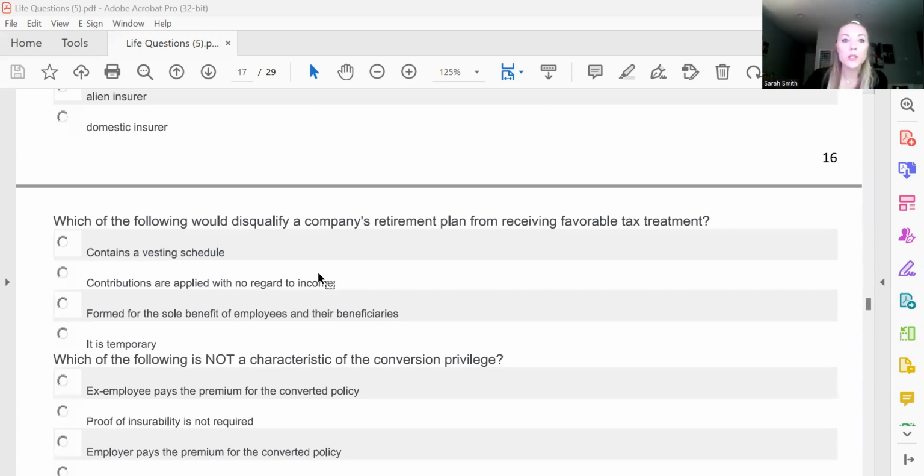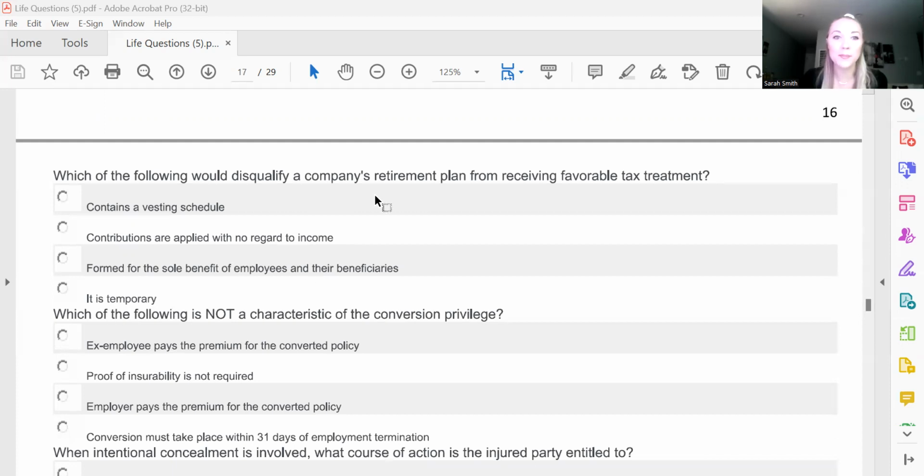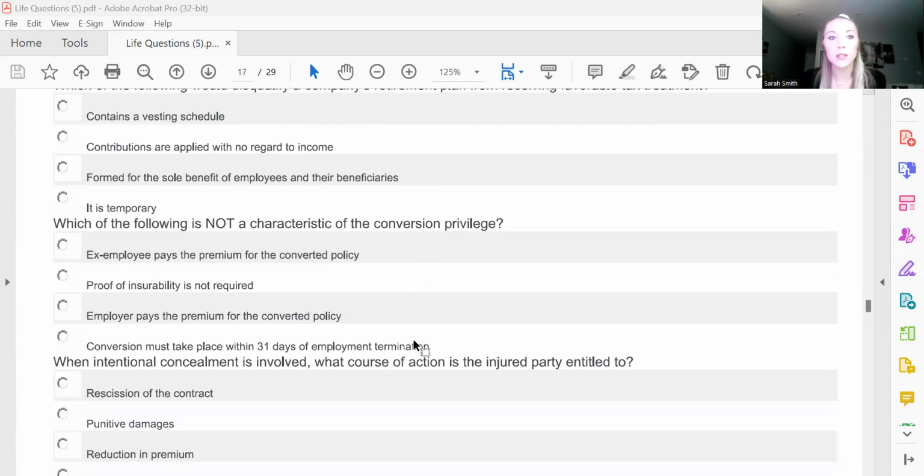Which of the following would disqualify a company's retirement plan from receiving favorable tax treatment? This would be D, it's temporary. So a retirement plan can't be temporary. You kind of need it to go on and take you through to retirement. So it would not receive favorable tax treatment if it were temporary.